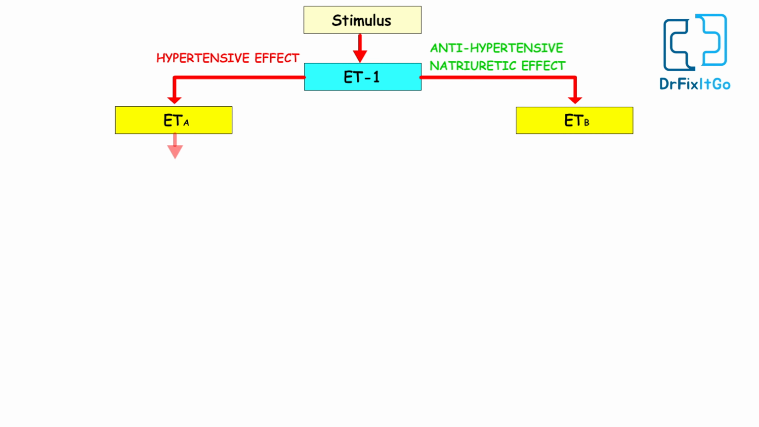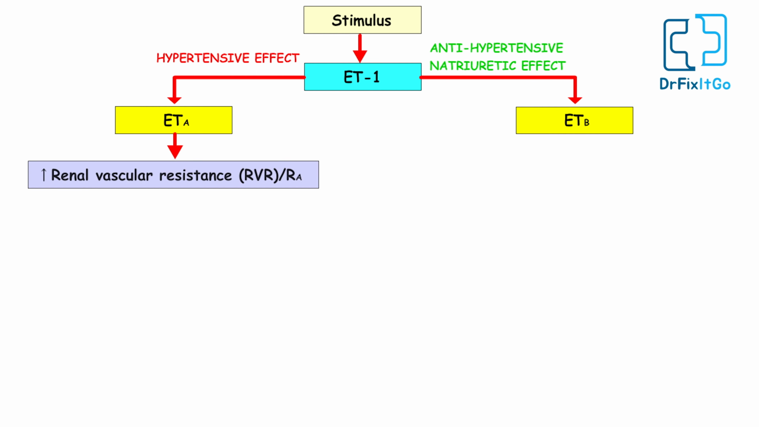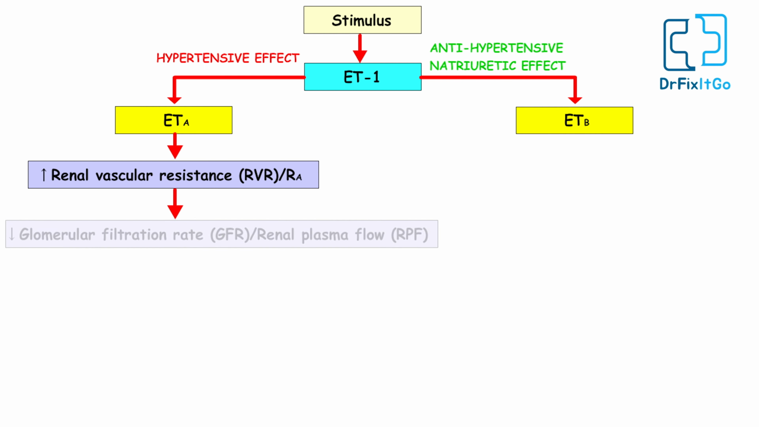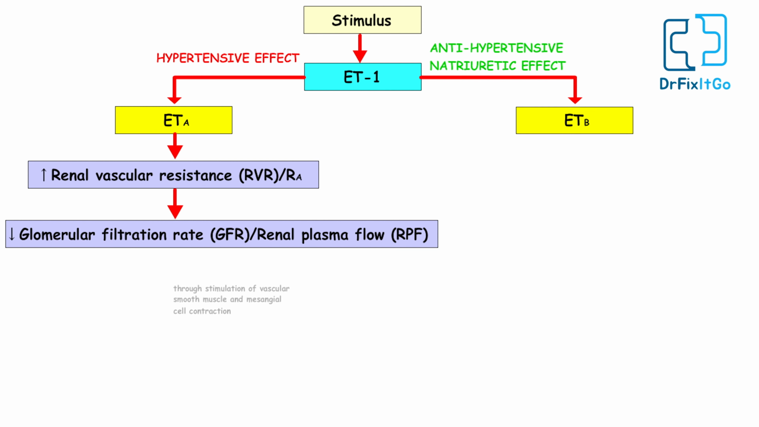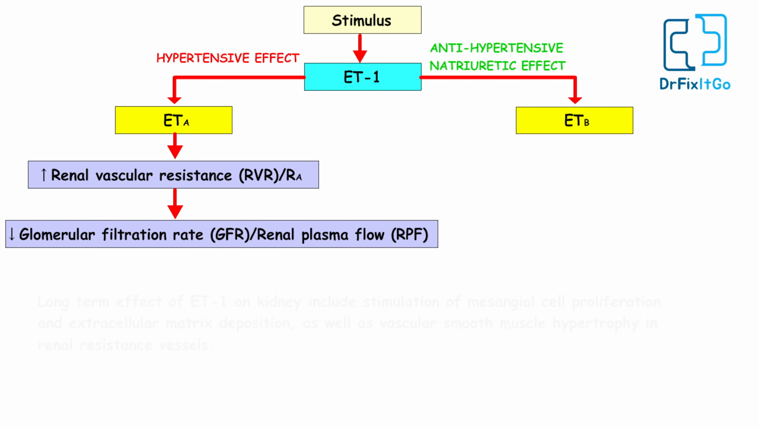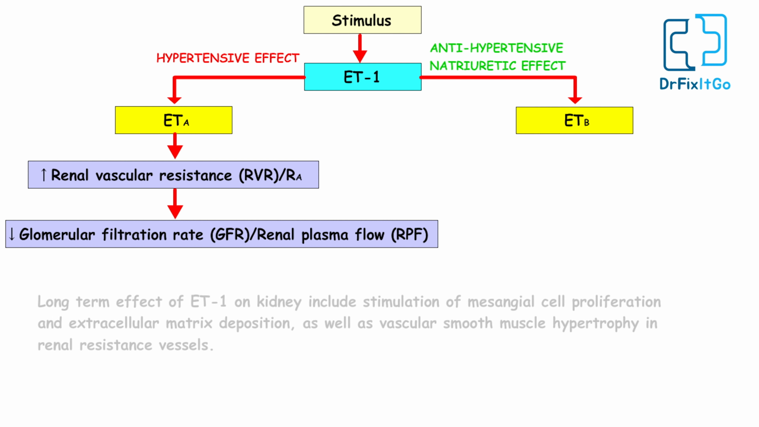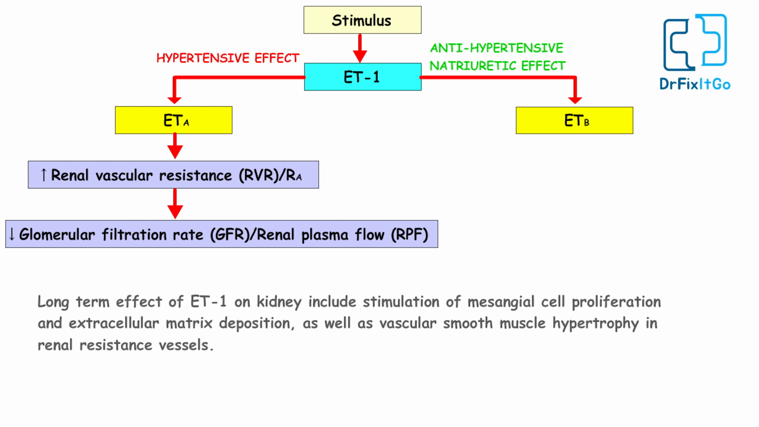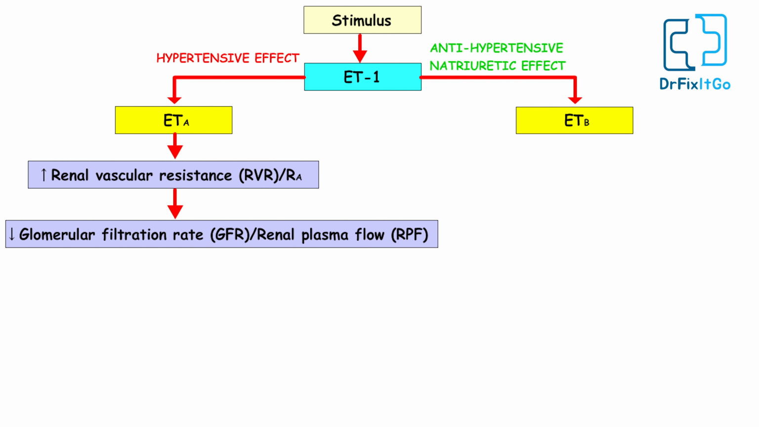Activation of renal endothelin A receptors increases renal vascular resistance, which decreases renal plasma flow and glomerular filtration rate through stimulation of vascular smooth muscle and mesangial cell contraction. Long-term effects of endothelin 1 on the kidney include stimulation of mesangial cell proliferation and extracellular matrix deposition, as well as vascular smooth muscle hypertrophy in renal resistance vessels.